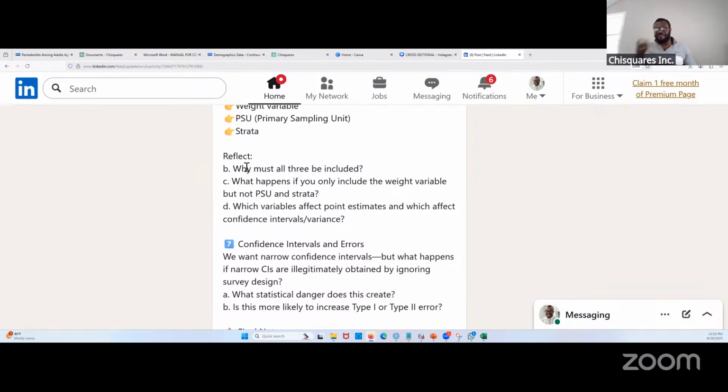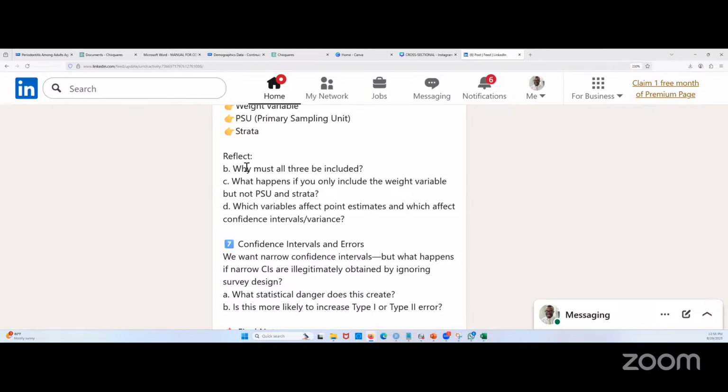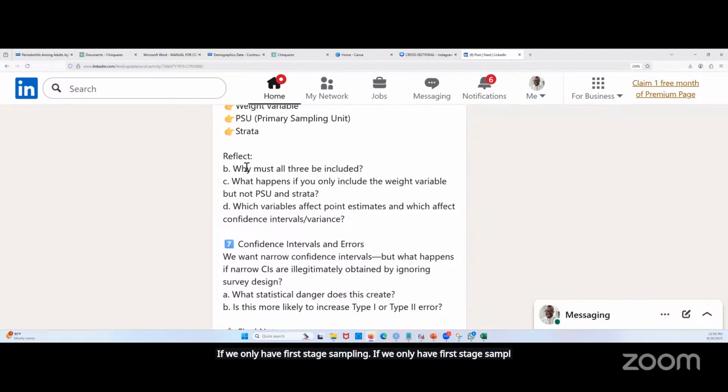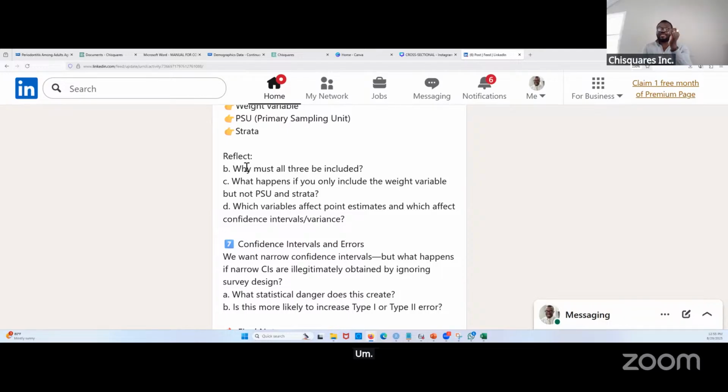We need another brave volunteer to assist us. If we only have first stage sampling. Sorry? If we only have first stage sampling. Okay, we need more elaboration than that. The devil is in the details, right?